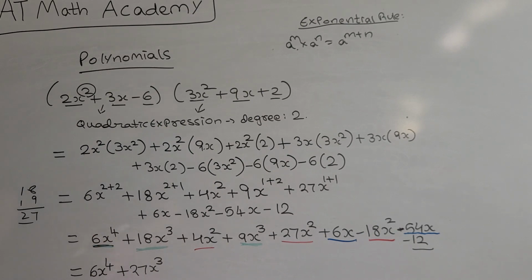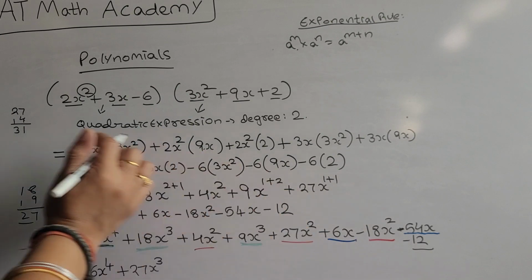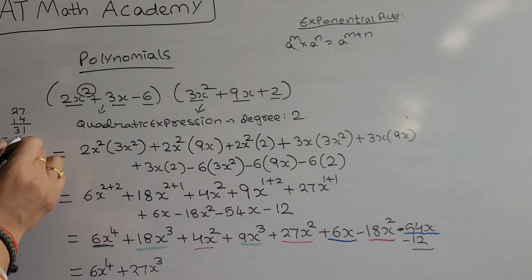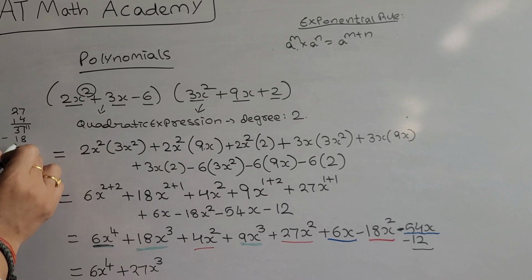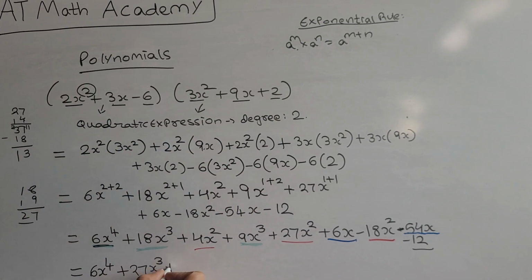And after that we have x squares, which are 4, 27 and minus 18. So 4 and 27 are positive signs, so we can add those two. 27 and 4 is 31. Plus 31 minus 18, so I need to subtract 18 from here. 31 minus 18 is 13. So I'll be having plus 13x square.